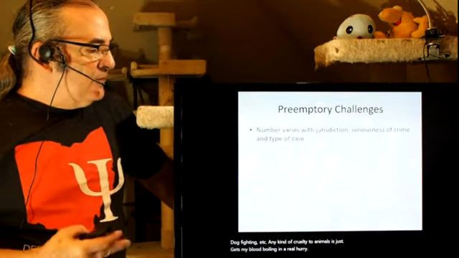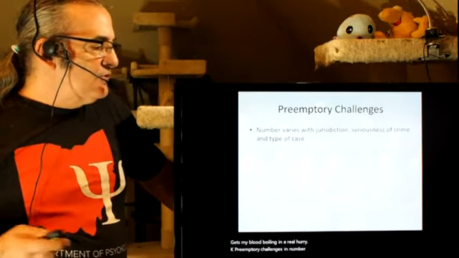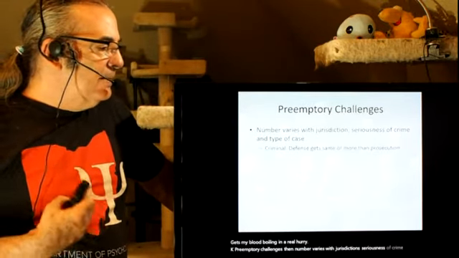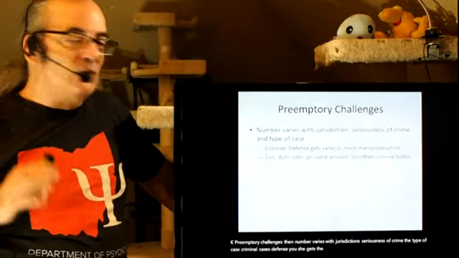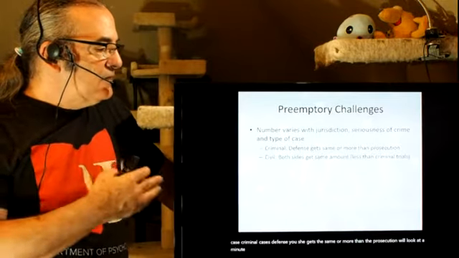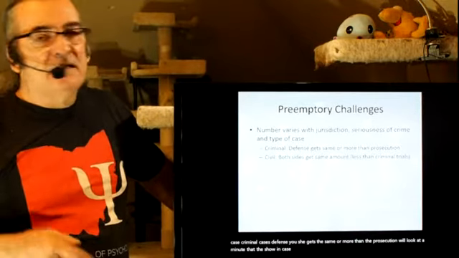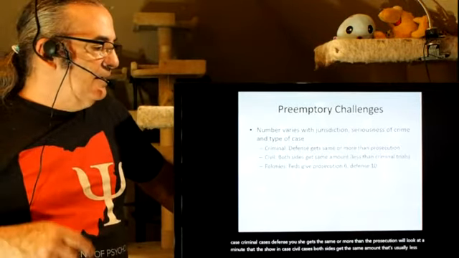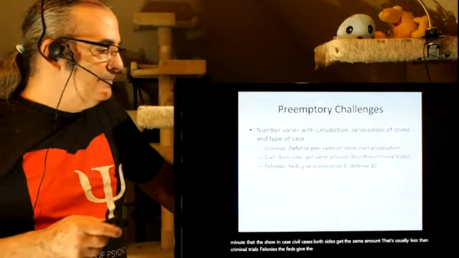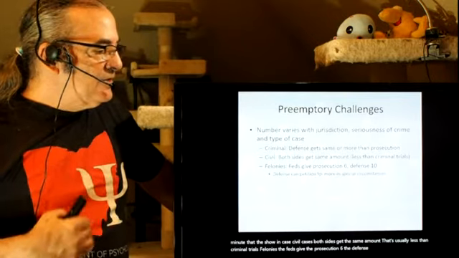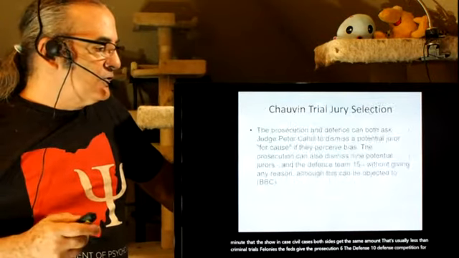Okay, peremptory challenges then. Number varies with jurisdiction, seriousness of crime, the type of case. The criminal cases, defense usually gets the same or more than the prosecution. We'll look at a minute at the Chauvin case. Civil cases, both sides get the same amount, and it's usually less than criminal trials. Felonies, the feds give the prosecution 6, the defense 10. Right? Defense can petition for more in special circumstances.